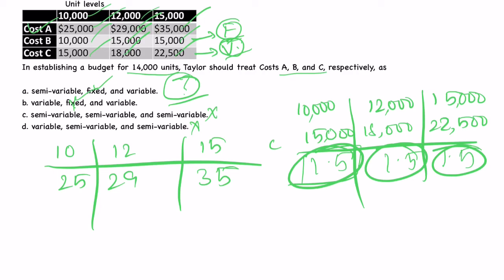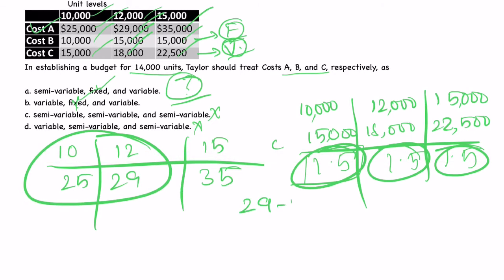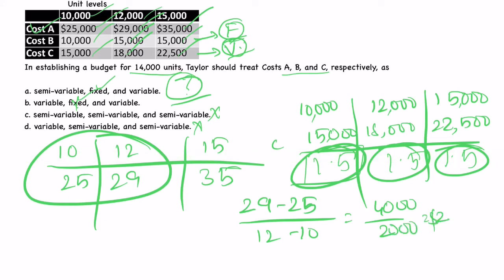See, I'll tell you a small trick. Do one thing. 29 minus 25, and 12 minus 10, so that you are finding the difference. Okay. So 4 divided by 2. That is 4,000 divided by 2,000. That will come to $2. Got it? So this $2 is the variable cost per unit.